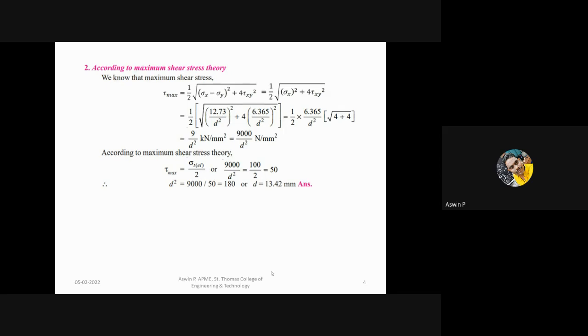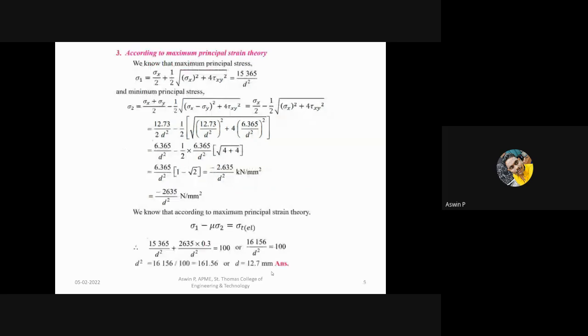In the upcoming semesters, you need to select in a way that among every value of diameter, the larger one should be taken. Even in the case of factor of safety, you should take the larger factor of safety.